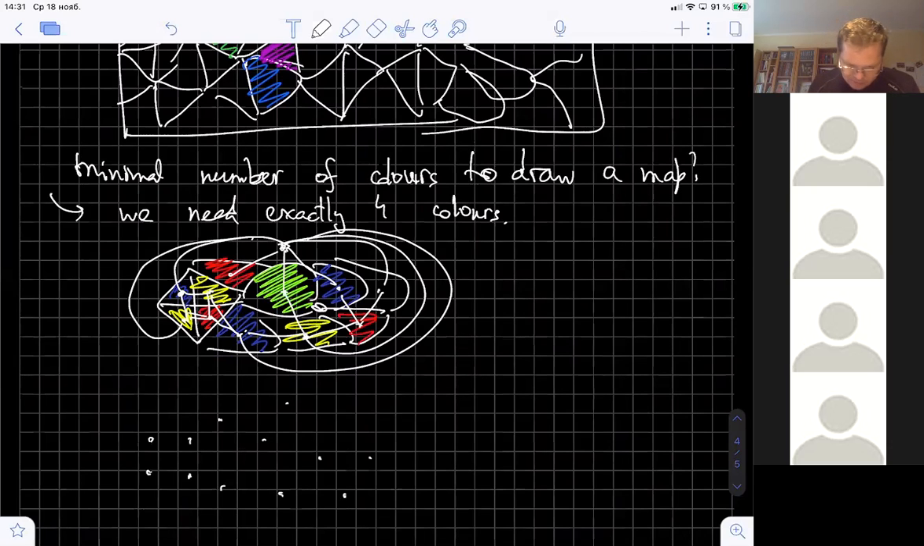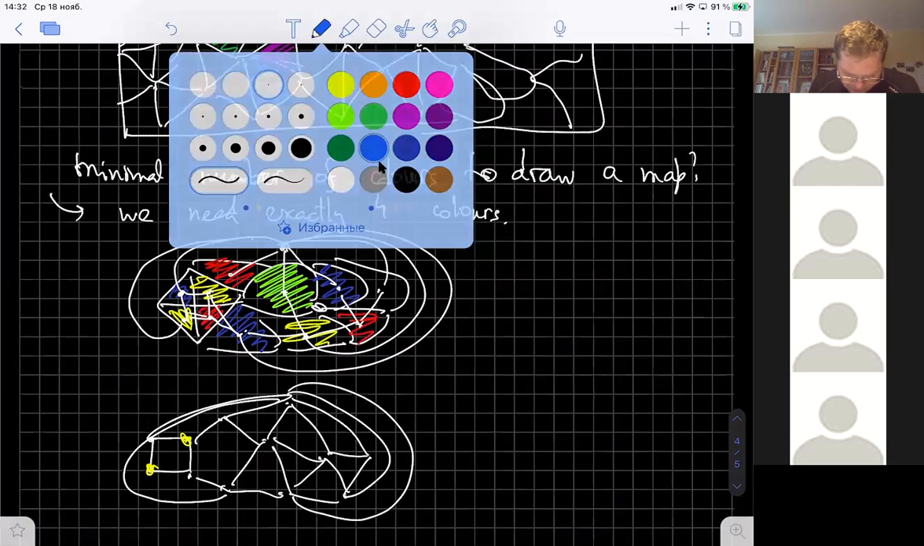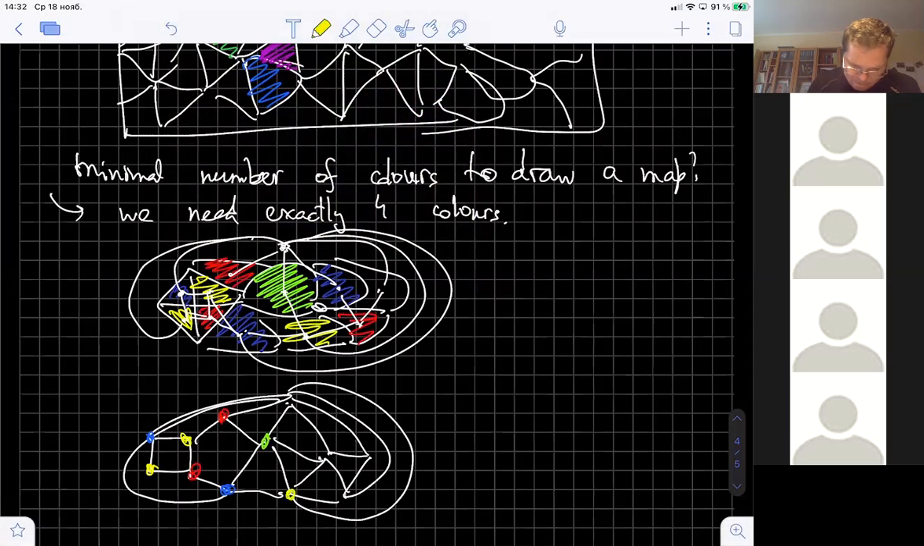So here I connect all the faces that are adjacent to each other. And then the coloring of this graph means that we can color the map into four colors. Maybe I can write here the word. It is called the dual graph, or duality of planar graphs.